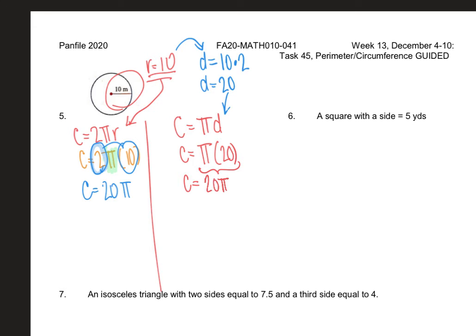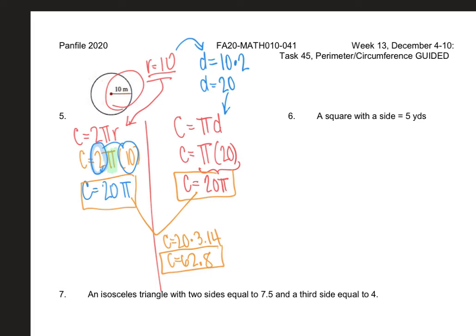Now, when I do this, if I wanted to, I could take either of these and multiply the 20 by 3.14. And when I do that, I'm going to get 62.8. And that is rounded to the nearest tenth. So I am done.